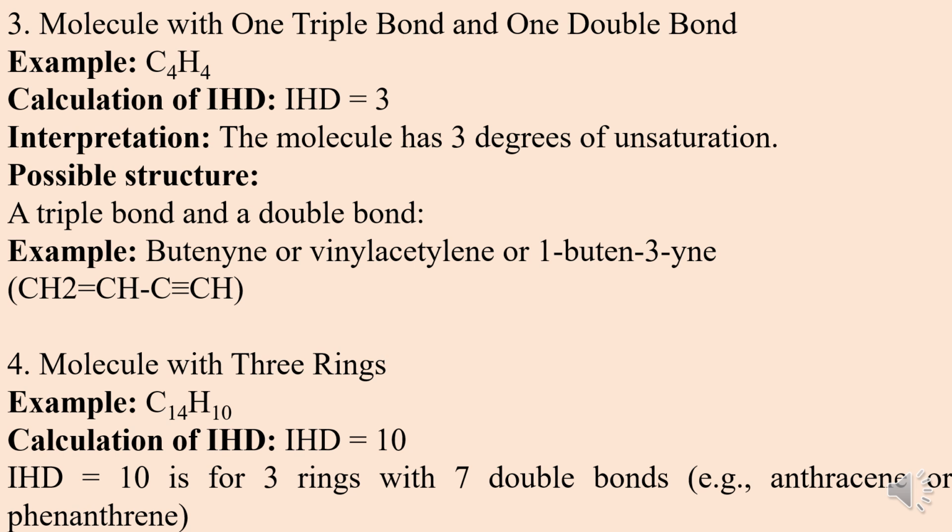And molecule with 3 rings, for example, let's say the molecular formula is C14H10. That is a given molecular formula. So after calculating the IHD value, you end up with 10. So IHD is 10. It accounts for 3 rings with 7 double bonds.